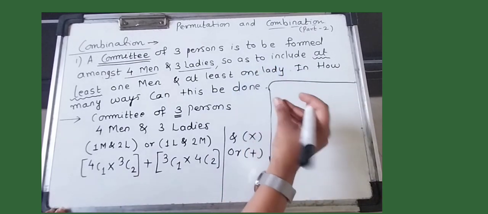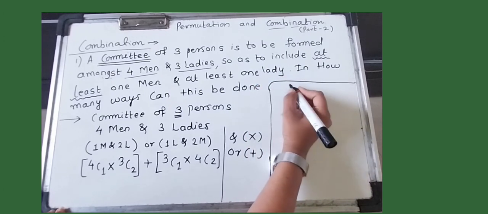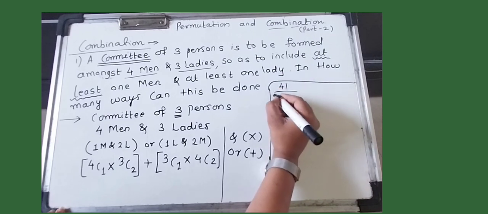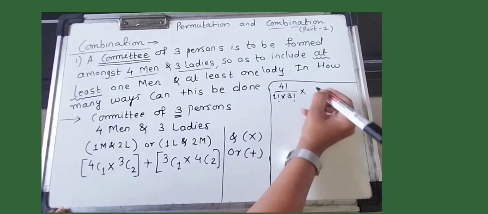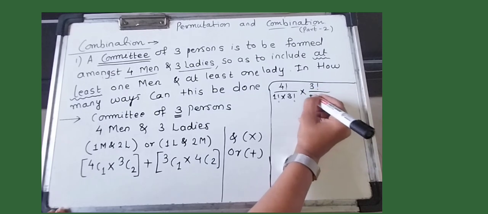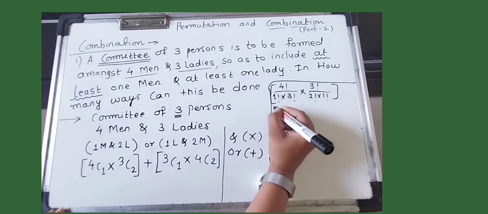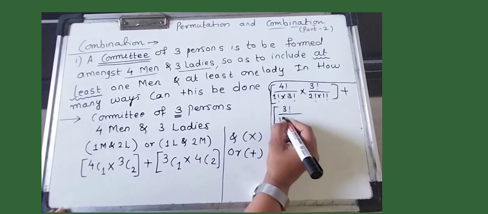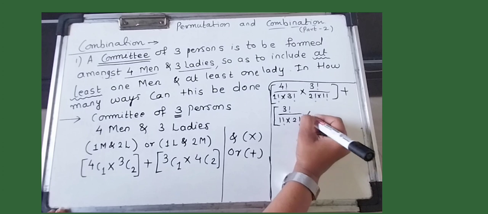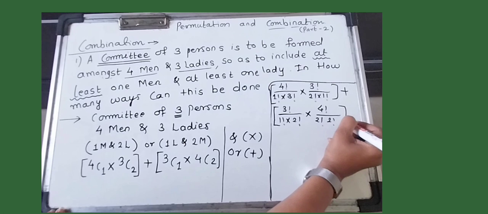See, this type of question is asked in competitive exams. So listen carefully, read carefully. 4C1 means 4 factorial upon 1 factorial into (4 minus 1) 3 factorial. I write directly, into 3 factorial upon 2 factorial into 1 factorial. Clear? This is the first bracket. Second bracket is plus here: 3 factorial upon 1 factorial into 2 factorial, into 4 factorial upon 2 factorial into 2 factorial. Bracket complete.